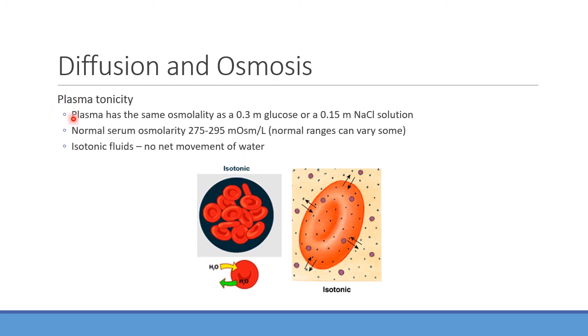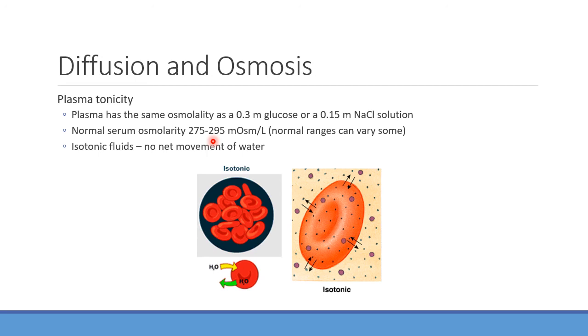So, anywho, looking at the plasma osmolality here, you're going to see basically a 0.3 molar glucose or a 0.15 molar sodium chloride solution here, right? So basically, what you're going to find, and this is the key point here, is that normal serum osmolarity is between 275 to 295 milliosmoles per liter.